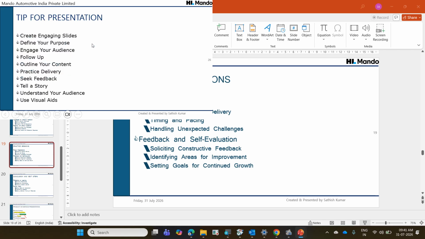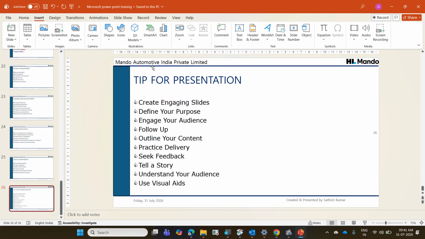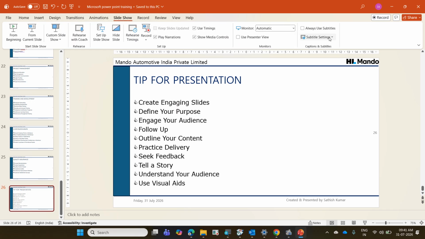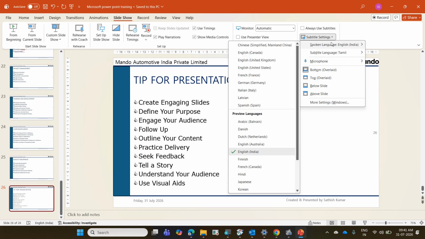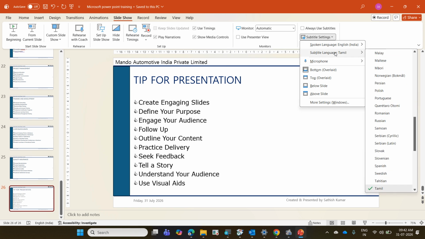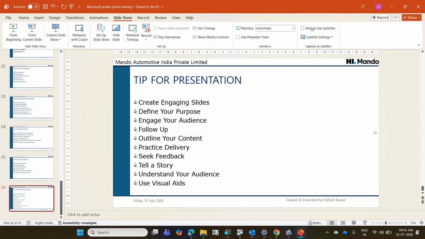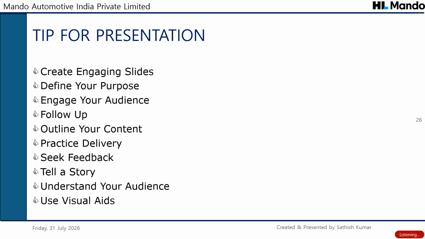Whenever I give a presentation, I want the subtitles here. Go to the slideshow tab, under the slideshow tab choose subtitle settings, and select the language you are going to dictate and the language you want as the subtitle. Select it, always use subtitles, and run the slideshow. Now whatever you are dictating will be translated.